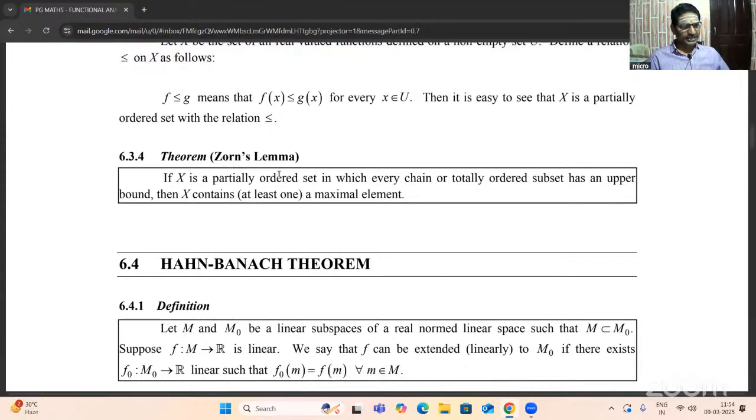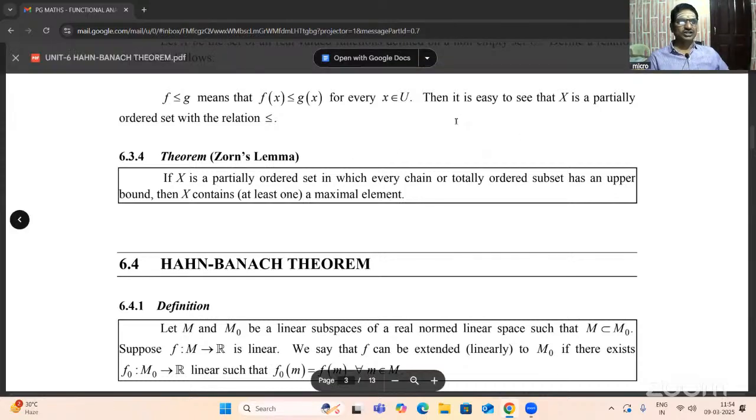Now here, we are taking a partially ordered set, and we must assume any two elements are comparable, which is called a totally ordered set, and that totally ordered subset has an upper bound. Then it contains a maximal element. That lemma is called Zorn's lemma. So explain partially ordered set and Zorn's lemma with examples. That is the short answer.